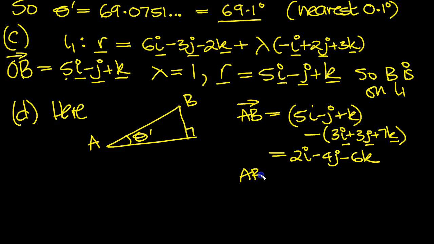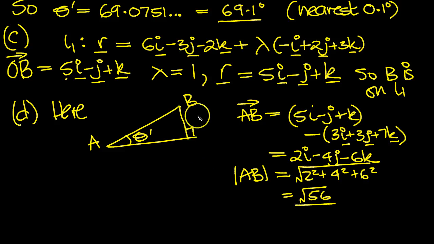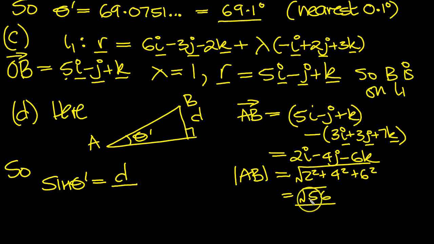So AB then, the modulus, the size of the longest side of the triangle, is the square root of 2 squared plus 4 squared plus 6 squared, isn't it? So 4 plus 16 is 20 plus 36 is 56. So it's the square root of 56. So D, so sine of this angle, sine of theta dash then is equal to the opposite, D, over this hypotenuse, which is root 56. And this tells us now what D equals.